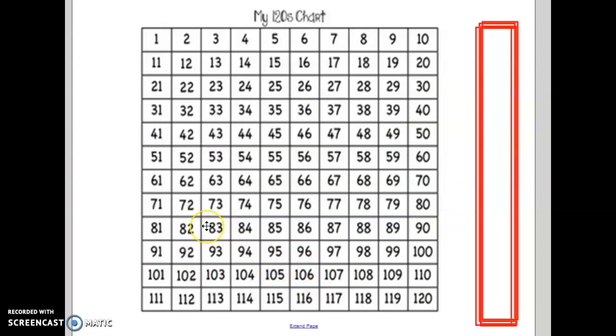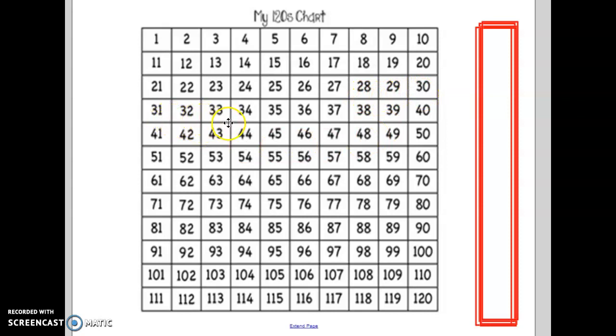We are counting to 120 today. Take a deep breath. Here we go. 1, 2, 3, 4, 5, 6, 7, 8, 9, 10, 11, 12, 13, 14, 15, 16, 17, 18, 19, 20, 21, 22, 23, 24, 25, 26, 27, 28, 29, 30.